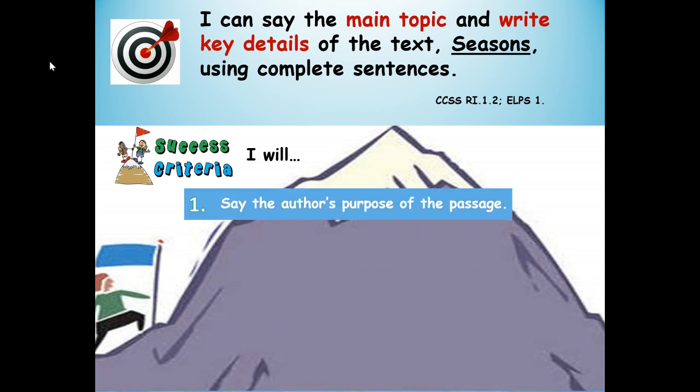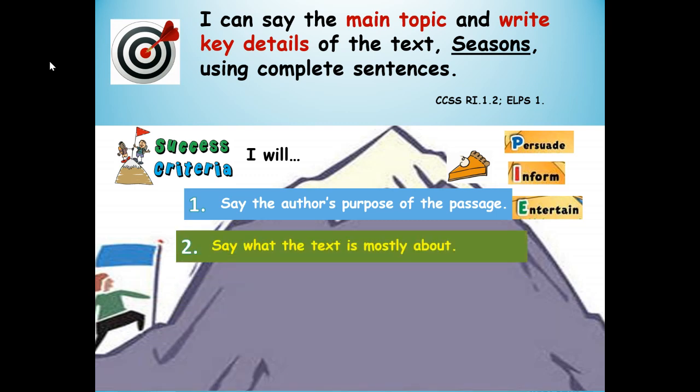Number 1, I will say the author's purpose of the passage. Remember, it's as easy as PIE, P-I-E. P stands for persuade, I stands for inform, and E stands for entertain. It's one of those. Why did the author write Seasons?